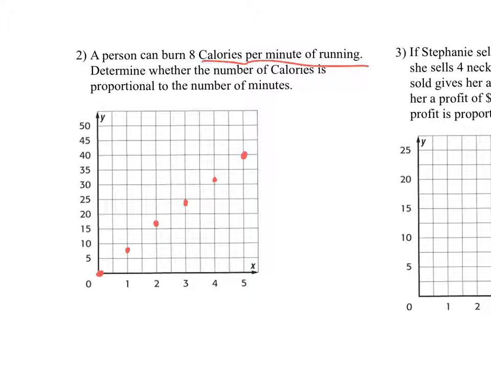Okay, so this is linear. It's also proportional because it goes through 0, 0. So we're going to say this is proportional.